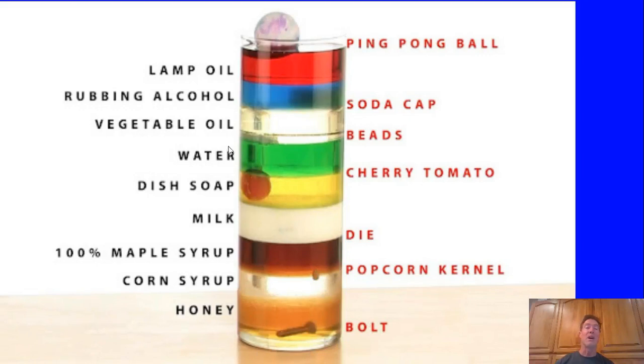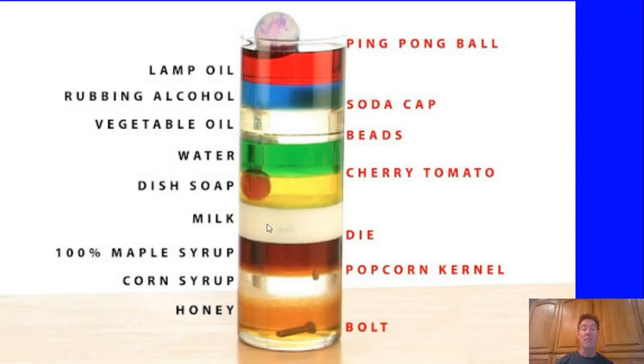Here is a great illustration of density. As density changes, you'll have bands. So here you have a ping pong ball, which is the least dense here. Then you have lamp oil, which is sitting on top of rubbing alcohol, which is sitting on top of vegetable oil, which is sitting on top of water, which is sitting on top of dish soap. And what you have here is a soda cap, and it's floating here in the rubbing alcohol. And you have some beads, and they're floating in the vegetable oil. And you have a cherry tomato, it's floating in the dish soap, which is just below the water.